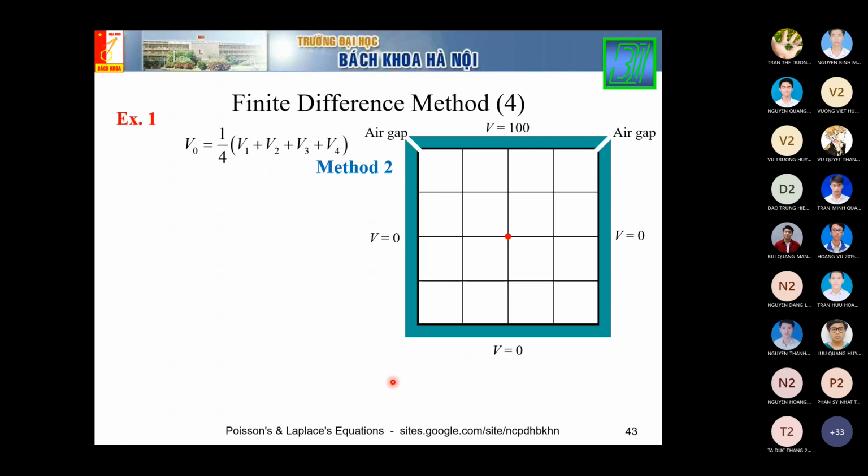For the middle point here, normally we should rely on this node and this node. But the problem is that so far we do not know the potentials of those nodes. So we should expand our concern to 4 further nodes: this one, this one, this one, and this one. So we get 100 plus 0 plus 0 plus 0 over 4, which is 25.